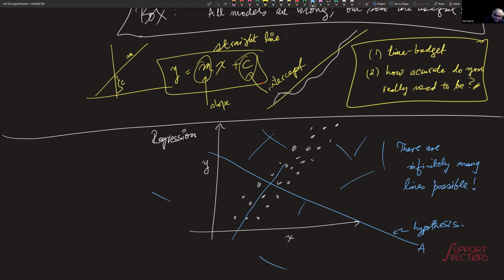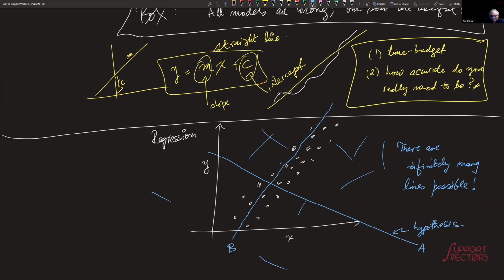Carefully, it does not touch any data. You notice this line, it actually doesn't seem to touch any data. I can cheat a little bit here. I'll put it here. So let me call this hypothesis B. Even line B doesn't touch any data. So if you had to choose between A and B, which one would you choose? We will choose B. And why would you choose B? Because the data is more concentrated along that line.